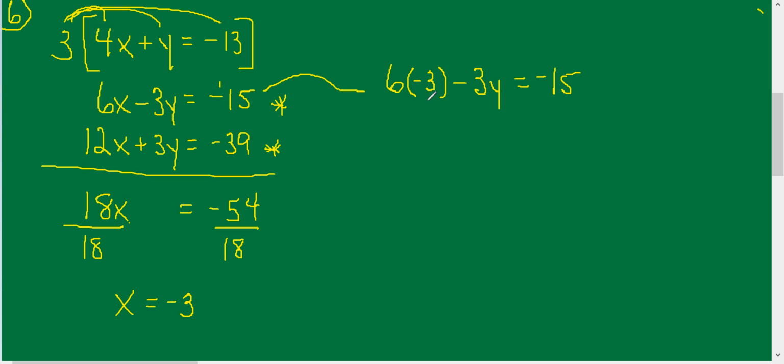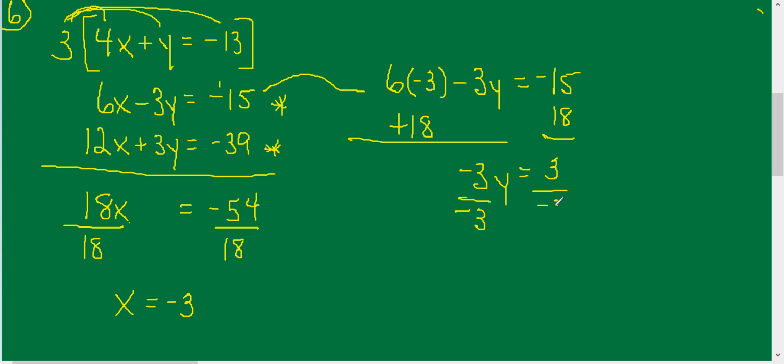Okay, so here I've got negative 18, so I'm going to add 18 to both sides. Here I've got negative 3y, that equals 3. Divide both sides by negative 3. I'll do it this time. And y is going to equal negative 1. So here's my solution set, negative 3, negative 1. That's it.